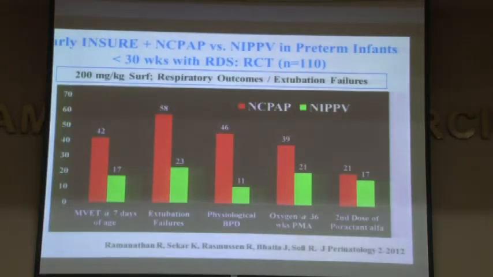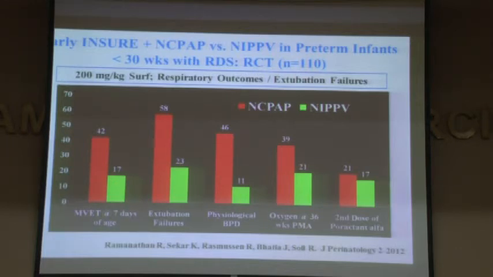So what happens if we combine early surfactant therapy using an INSURE technique? Intubation, surfactant, extubation. That's the INSURE technique. And then randomize the babies to CPAP and NIPPV. This is the only study that we know of. We enrolled 110 patients, and then we gave surfactant to babies less than 30 weeks with a diagnosis of RDS. And we extubated them to CPAP or NIPPV.